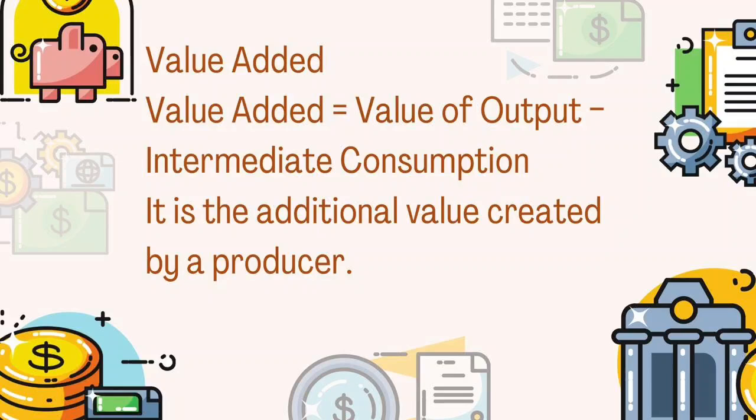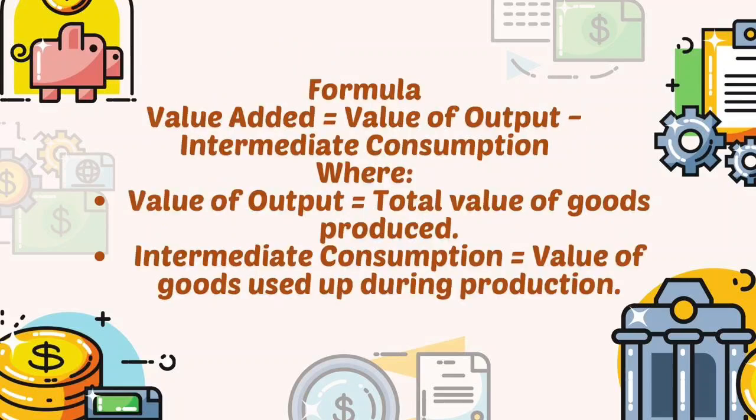Remember this question whenever you hear the term value added. How much new value has the producer created? If you can answer that question, you have already understood the topic. Now let's convert the concept into a formula. The formula is very simple. Value added is equal to value of output minus intermediate consumption.